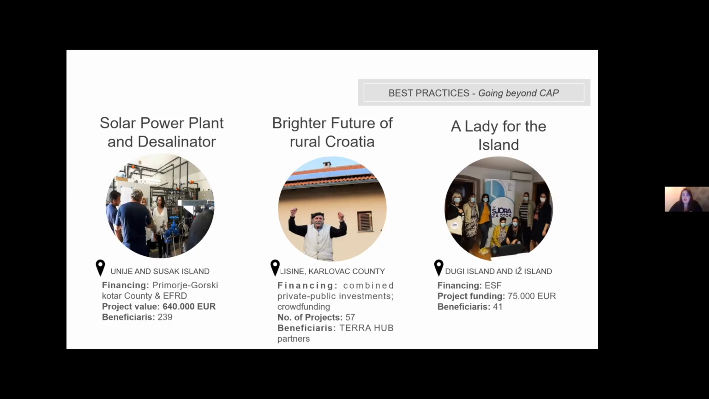We're very happy that there are private and public investments, but also crowdfunding. The European Social Fund is giving a big push forward to all the rural communities. For example, this is a project, the Lady for the Island, that made the life easier and improved the quality of life for 41 beneficiaries.